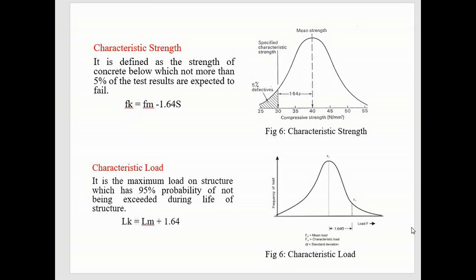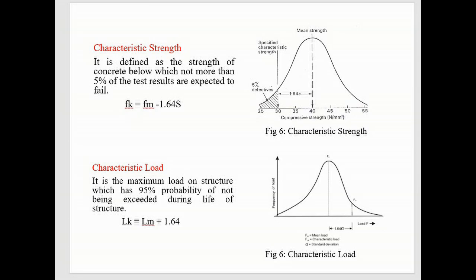And about this graph, the x-axis is the load, the midpoint is the mean load, the left part of the midpoint is LM, and the remaining is 1.64 sigma. So the standard formula is LK is equal to LM plus 1.64 sigma. This itself is 95%, and the remaining 5% in the graph is neglected. This is the 5% that is neglected.